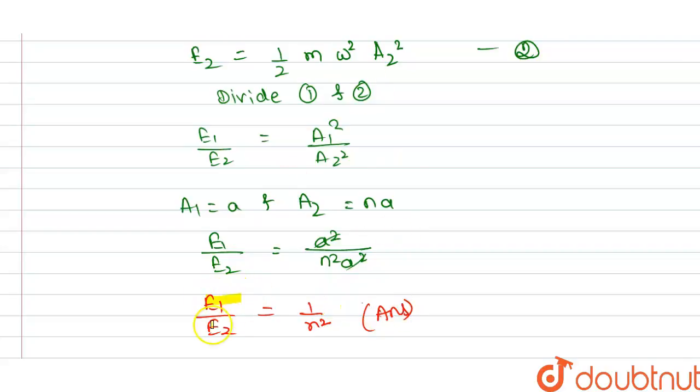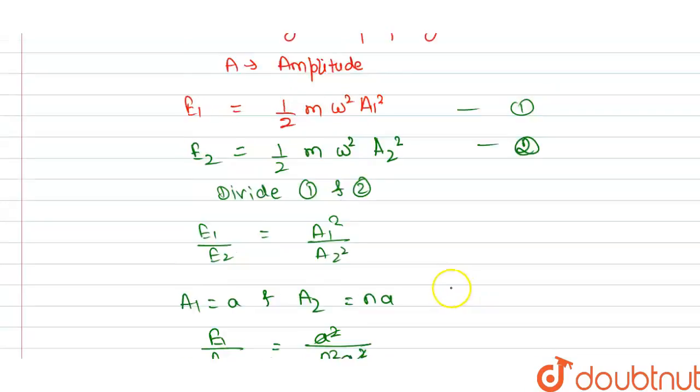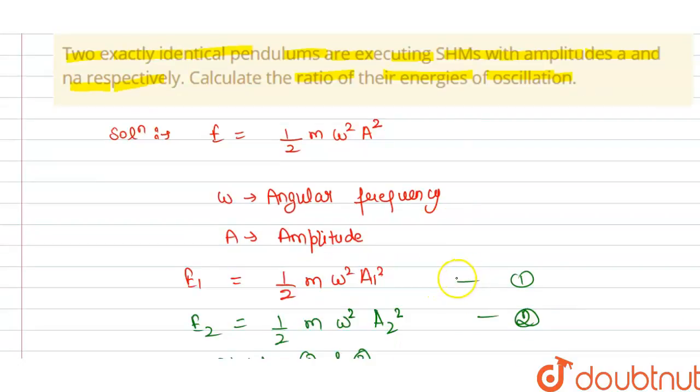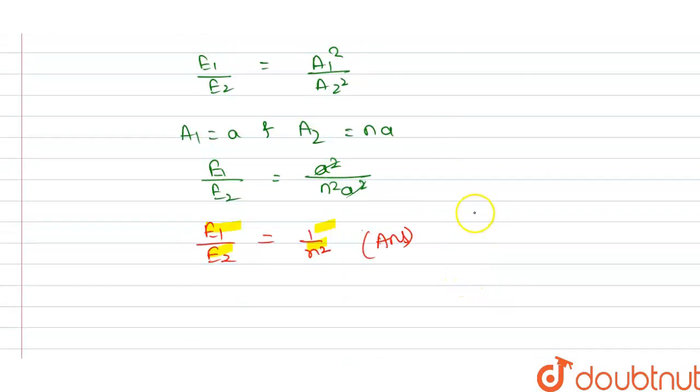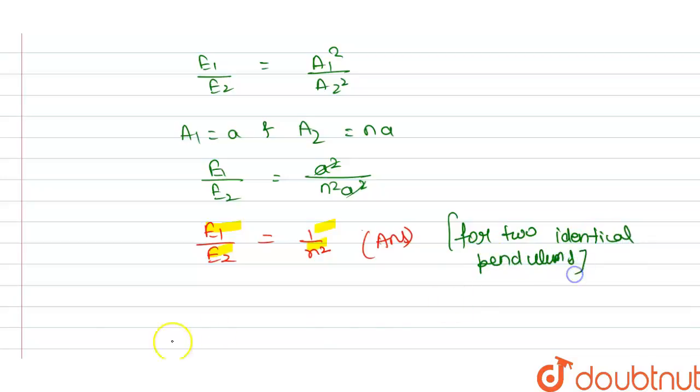For this question, the ratio of E1 and E2 is the ratio of energy for two identical pendulums executing amplitudes A and nA. So this is our answer.